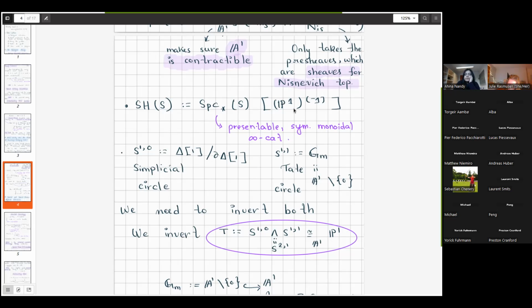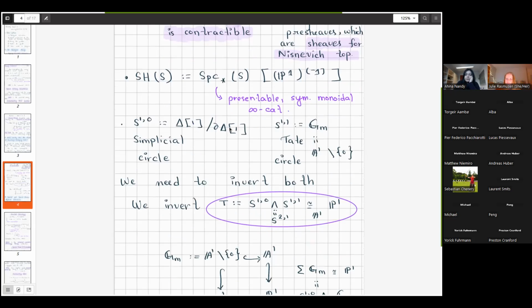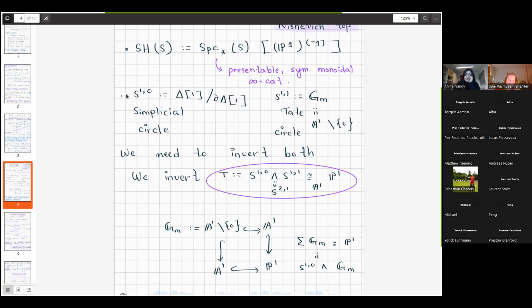Well, in topology, we invert smash product with S1. Here, we need to invert smash product with P1, and there are a lot of good reasons why we might want to do that. And one not so good reason, I will just tell now. So here in this presheaf category, we have two circles, a very canonical choice. One is just the simplicial, usual circle, and the other one is the Tate circle, or Gm. So it can be thought of as a representable functor that takes X, any scheme, and gives out OX star, or the units in OX.